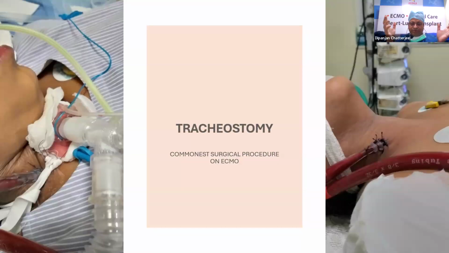Coming to the procedures that we do, like surgical procedures, the commonest surgical procedure that we do is a tracheostomy. So the tracheostomy on the ECMO is both easy and difficult. Why easy? Because you can stop the ventilation for a few seconds if the patient is on VV ECMO. That is not a problem while you are putting the tube in. But the difficult part is the patient will be on ECMO and on anticoagulation.